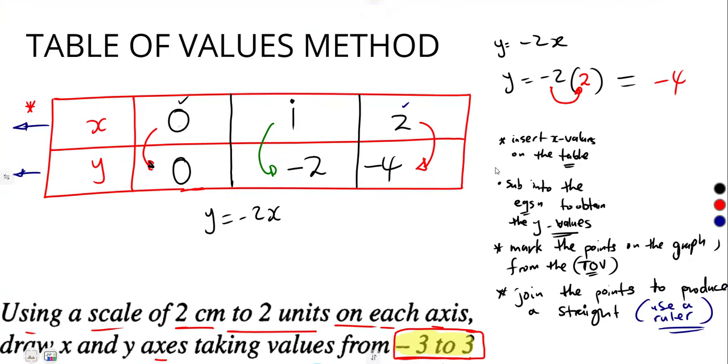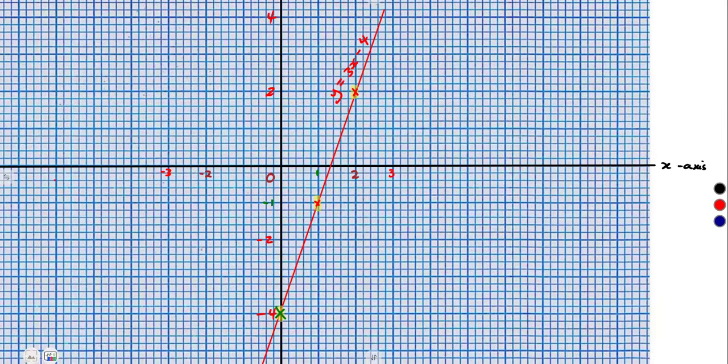So let us quickly plot. All right, we substituted these values of x. We now have the values of y. So we have to mark these points on the graph. So that's the first point, 0 versus 0. When x is 0, y is 0. That's the origin, remember? That's the point on the origin. So you mark the point.